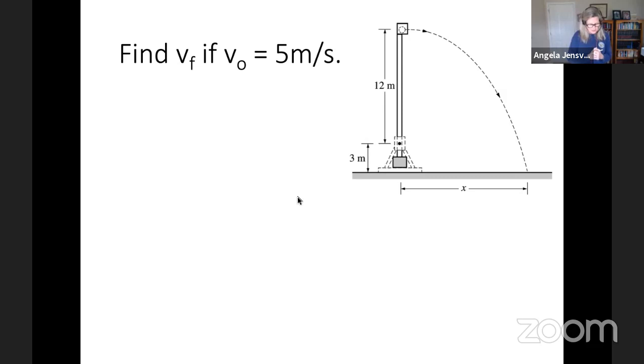So this is some kind of a trebuchet. It's launching an object, and it launches an object horizontally at the peak, and it's launched at a speed of 5 meters per second, perfectly horizontally. Please find the velocity at impact with the ground, okay? See if you can do it. I'll give you 1 minute.